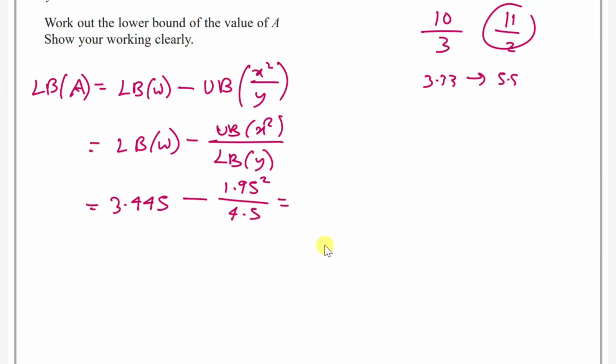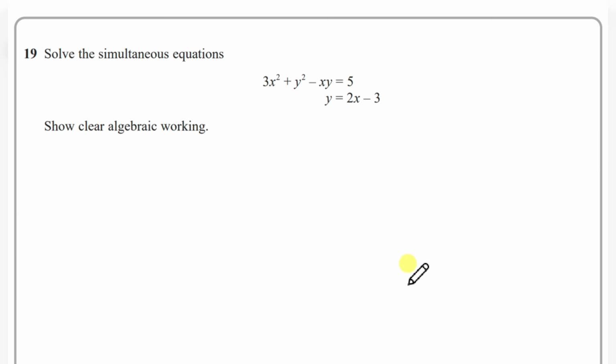So I'm going to just enter it right now. Minus 1.95 squared over 4.5. You should get a clean answer again of 2.6. On to number 19. Okay, cool.